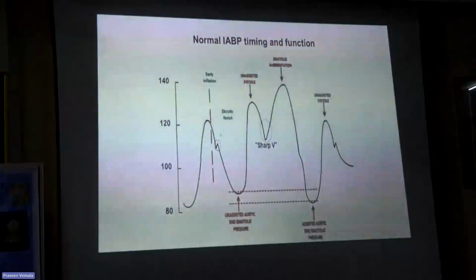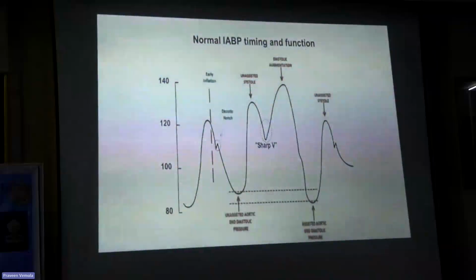The first beat is your normal pulse, which is not using the IABP. The second one is with the IABP, where it has gone up in the diastole.